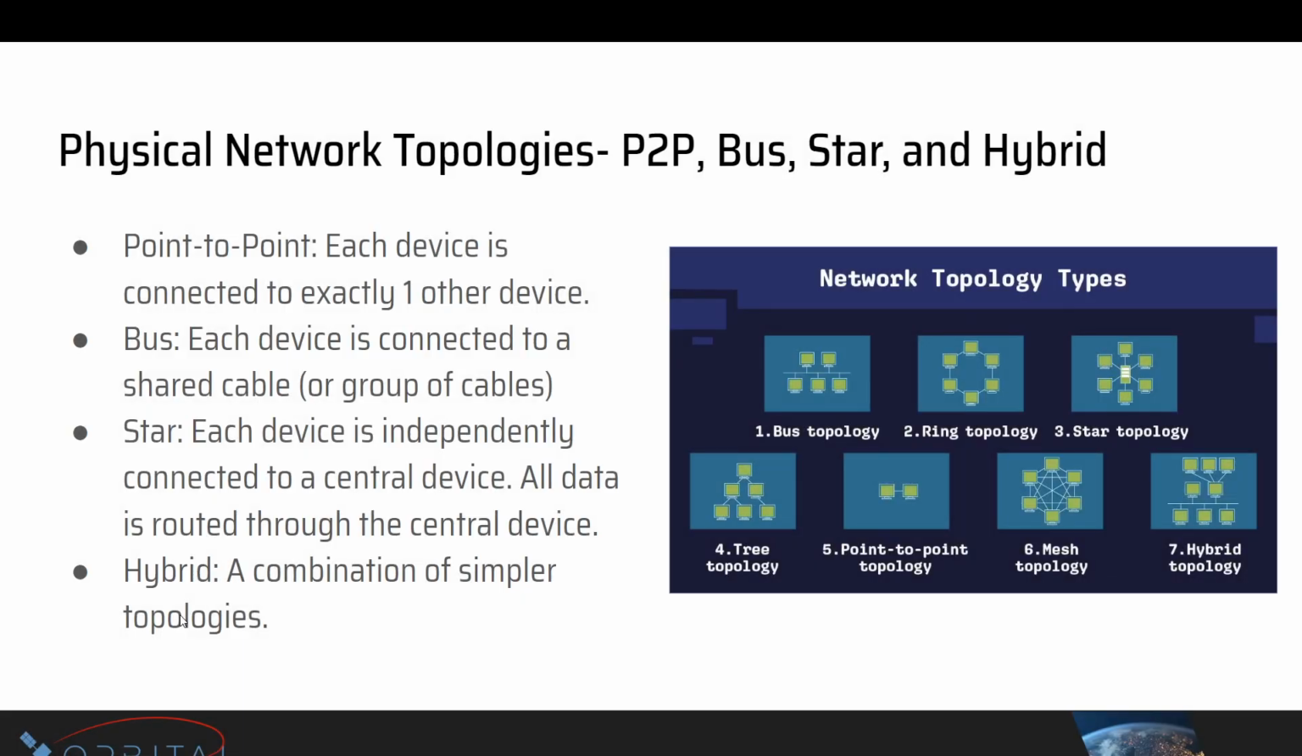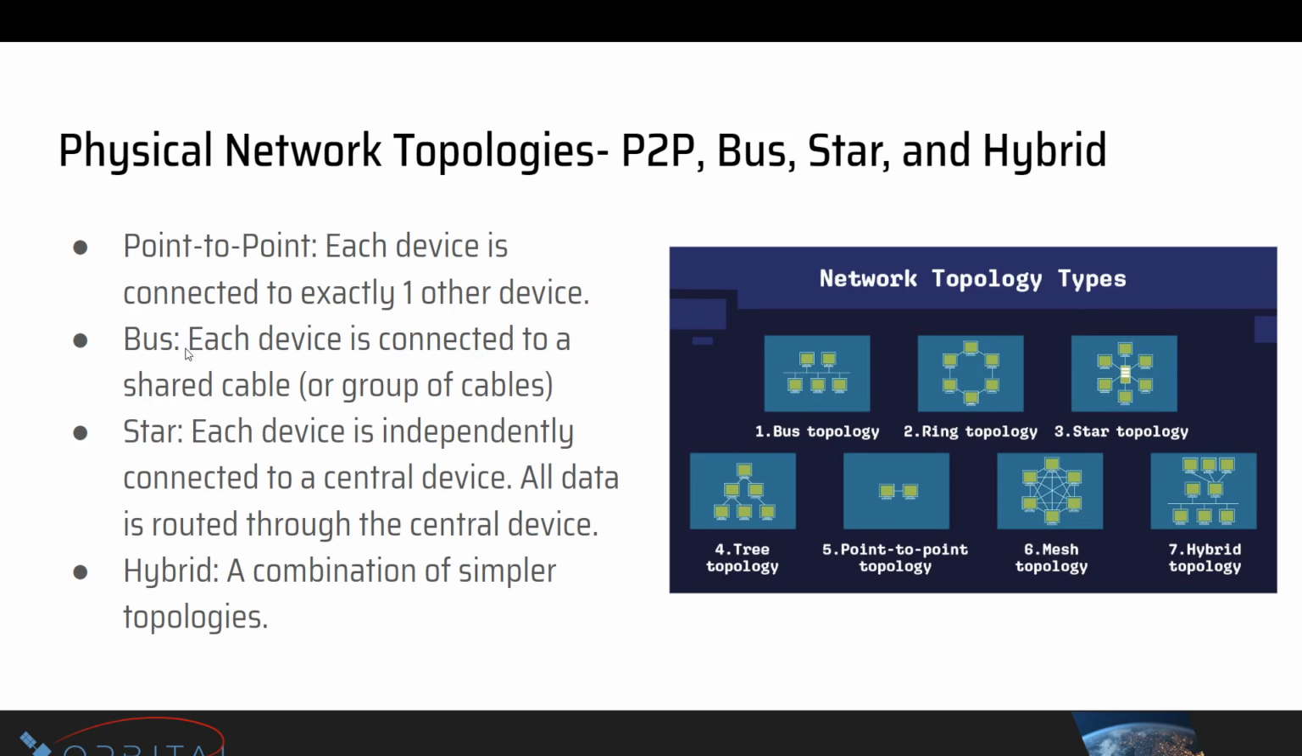Okay, and then quickly some network topologies. Point to point is when one device is connected to exactly one other device. For example, right now my laptop is connected straight to the TV. That's a point to point connection. It's just an HDMI cable connecting my laptop to the TV, and so they're communicating directly with each other.